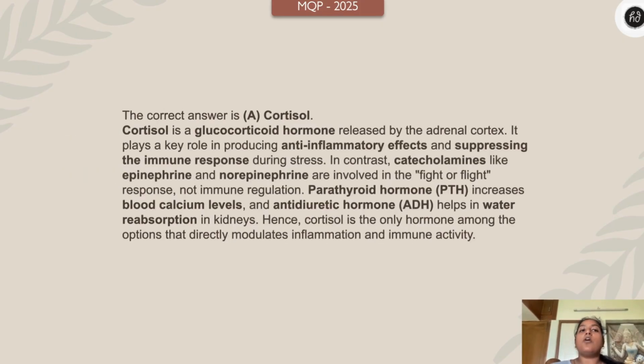Yes. So first of all, cortisol, if you see, is a glucocorticoid hormone which is released by the adrenal cortex. It plays a key role in anti-inflammatory effects and suppressing the immune response during stress. Whereas what are catecholamines? Nothing but epinephrine and norepinephrine. They are involved in fight or flight response and not immune regulation. Whereas parathyroid hormone PTH, if you see, it will increase the blood calcium level, and antidiuretic hormone will help in water reabsorption. Hence, cortisol is the only hormone among the options that is directly modulating inflammation and immune activity.